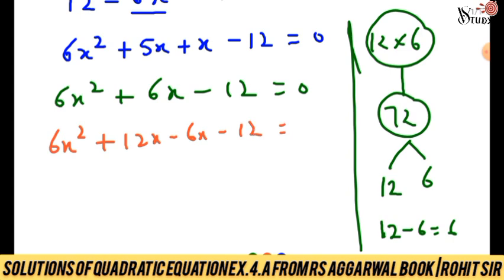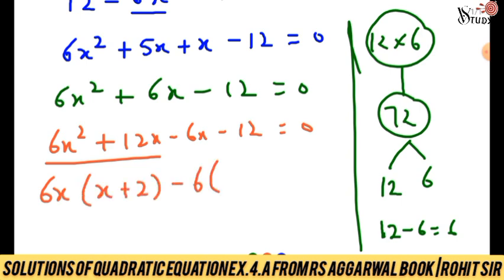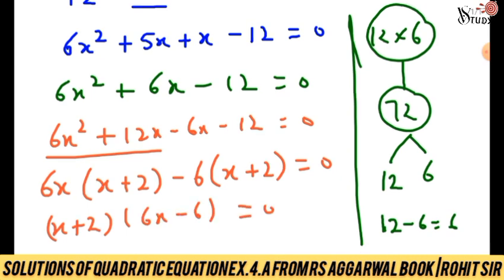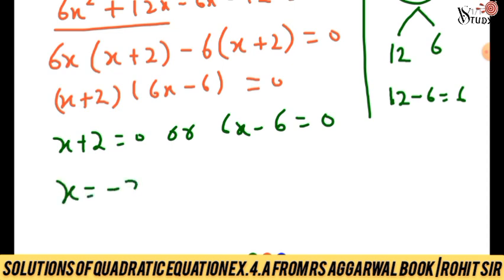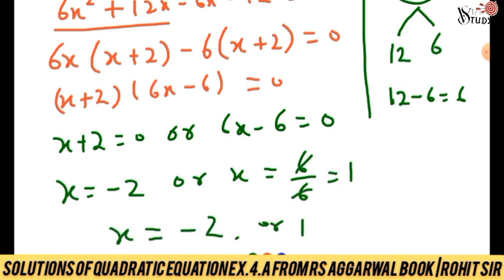Now take common from here: 6x as common, then we have x plus 2. Now we can take negative 6 as common, then we have x plus 2 is equal to 0. Now x plus 2 is common, then we have 6x minus 6 is equal to 0. Now put x plus 2 equal to 0 or 6x minus 6 equal to 0. Then we have x is equal to negative 2 and x is equal to 6 by 6, that is equal to 1. Then we have x is equal to negative 2 or positive 1, and this is the solution of this quadratic equation.